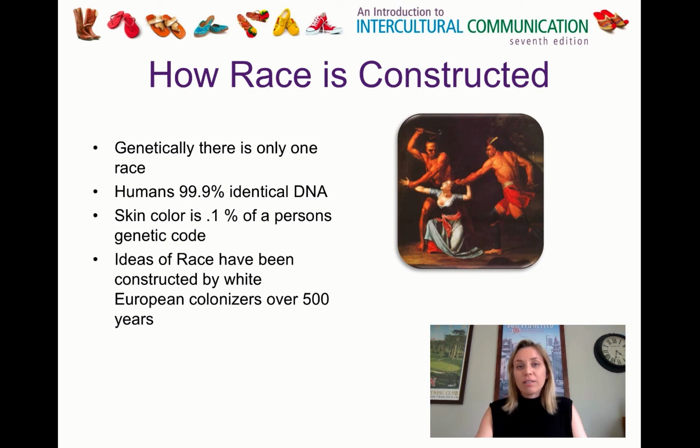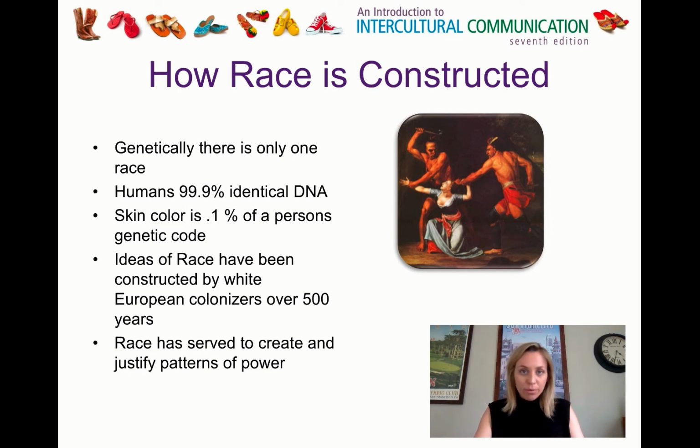So ideas of race have been constructed by European colonizers over a period of 500 years. So people in power taking land, moving to different areas, and creating these categories of race. And you might ask yourself, why would anyone create categories of race? Usually it's served to justify takeover or to hang on to power. So, in the case of colonization, we have white Europeans who are in power colonizing different areas and categorizing people into these race categories to justify the takeover.